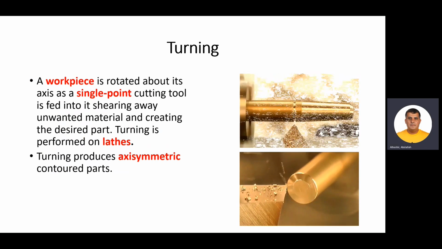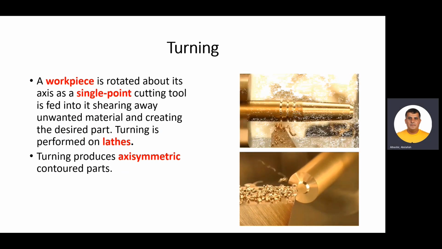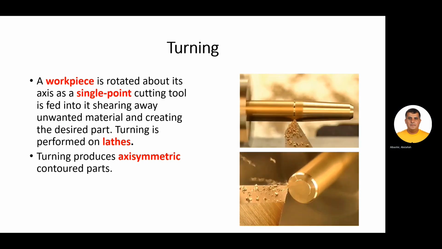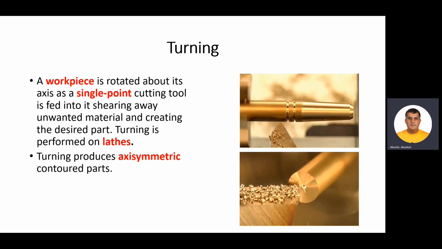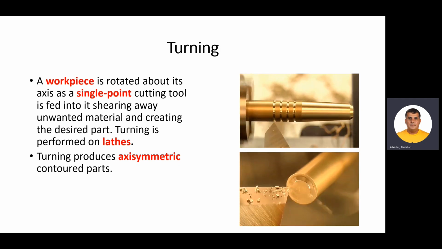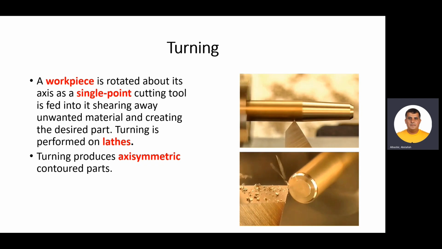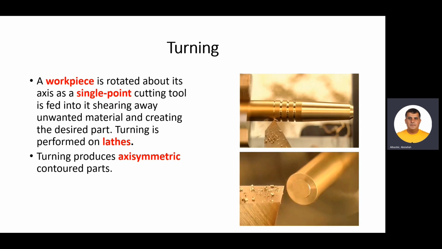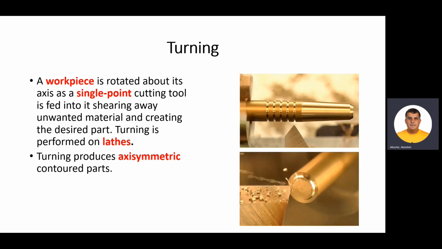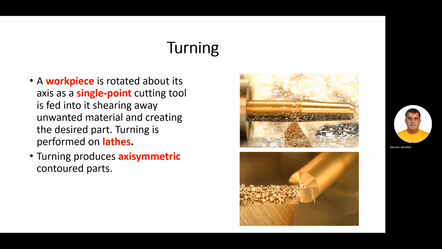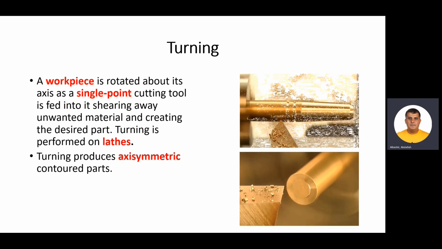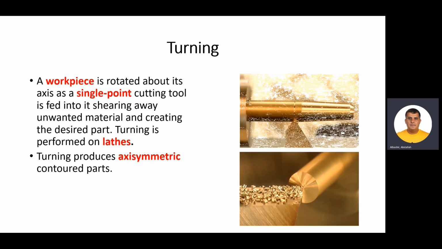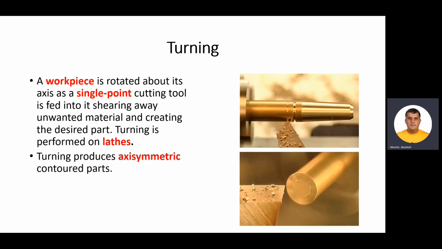The turning is where a workpiece is rotated about its axis as a single point. Okay, it is done on a machine that is called the lathe machine. The products that are the outcome of the turning are axisymmetric. So usually we reduce the outer diameter or increase an inner diameter or do a cutting.